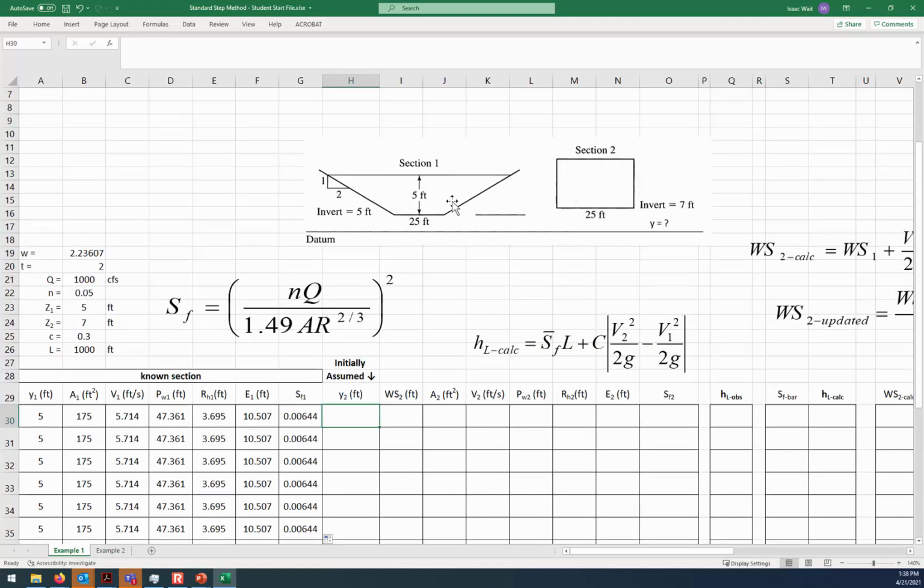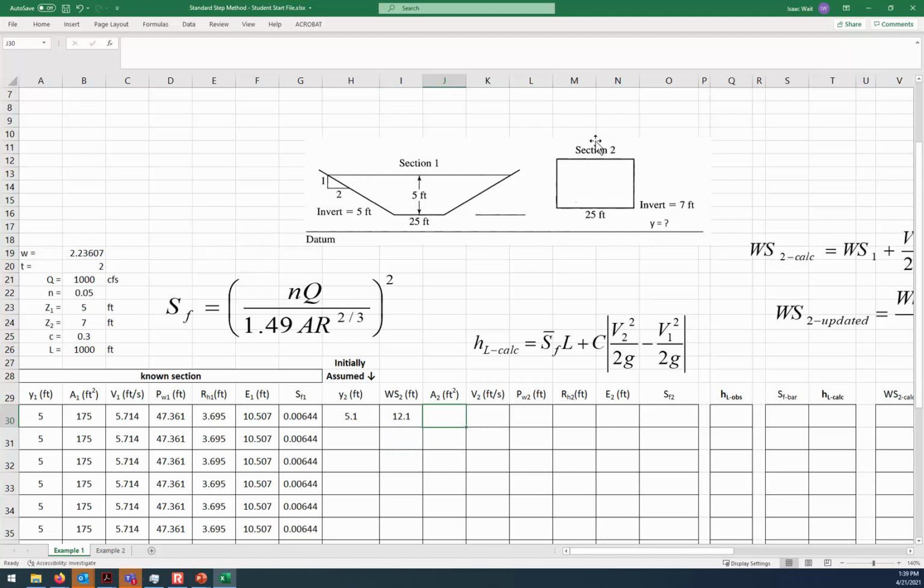Now this is where things get interesting, where we have to assume some depth at location 2. Just as a starting point, let's say maybe it is a little bit deeper. I'm going to say 5.1 as my guess for the initial depth. If that is the depth, then the water surface at that location is the delta Z plus the depth. So it is Z2, anchoring that, plus the depth. That's the elevation of the water surface, from the datum up to where the water is.